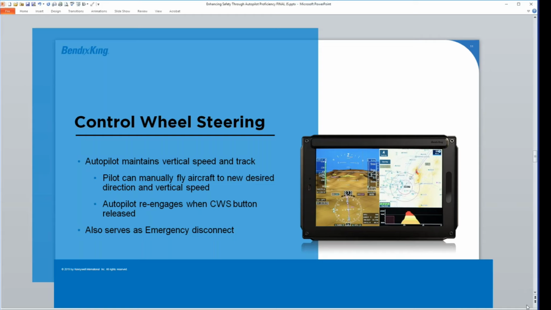Autopilot's engaged. Hey, I want to change to a new track, or I want to start a climb. I can just push and hold the control wheel steering button. The autopilot gives the airplane back to me, but it's ready to re-engage when I release the button. So upon release of that button, we're going to resynchronize to our vertical speed and our track. Whatever the aircraft is doing, it's going to keep doing. And that's really important.